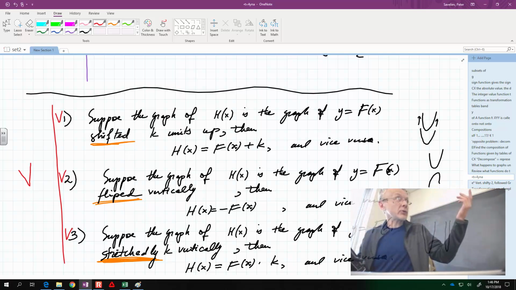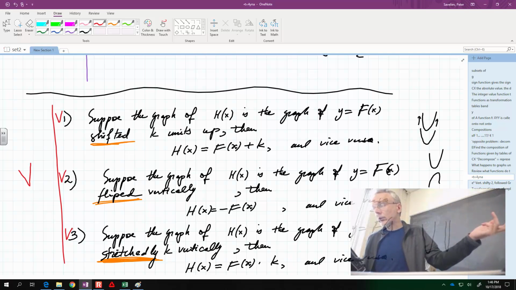So vertical shift, what we just saw, what happens to the function? You just add k. Vertical flip, you just multiply by -1. Vertical stretch, you multiply by k. These are the 3 examples.